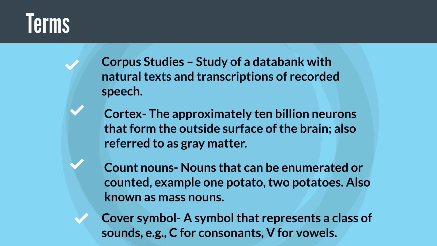Cortex, the approximately 10 billion neurons that form the outside surface of the brain, also referred to as gray matter. Count nouns, nouns that can be enumerated or counted, example: one potato, two potatoes. Also known as mass nouns. Cover symbol, a symbol that represents a class of sounds, example: C for consonants, V for vowels.